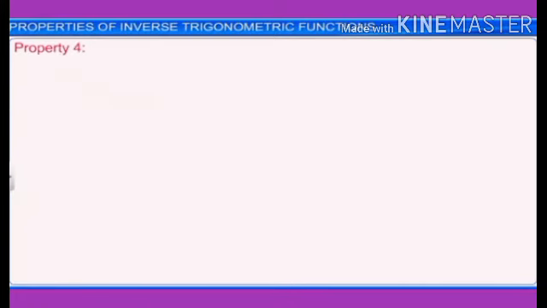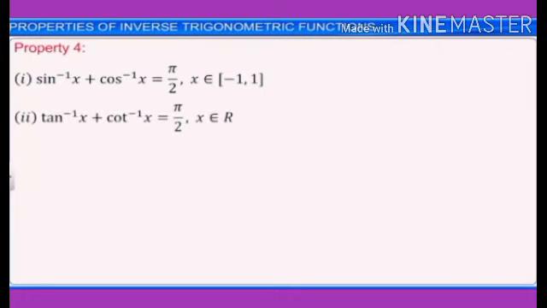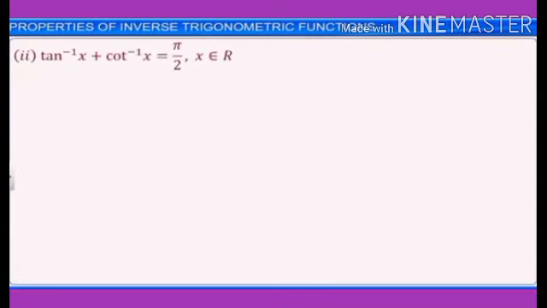The fourth property states that sine inverse x plus cos inverse x is equal to pi upon 2. Also, tan inverse x plus cot inverse x is equal to pi upon 2. Similarly, cosecant inverse x plus secant inverse x is equal to pi upon 2. Let us prove tan inverse x plus cot inverse x is equal to pi upon 2.